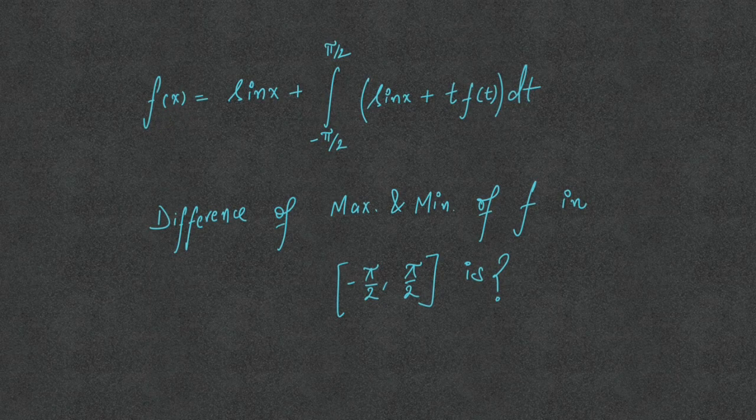f(x) is equal to sin x plus the integration from minus pi by 2 to plus pi by 2 of sin x plus t f(t) with respect to dt is a real valued function. What is the difference of maximum and minimum value of the function in this interval?